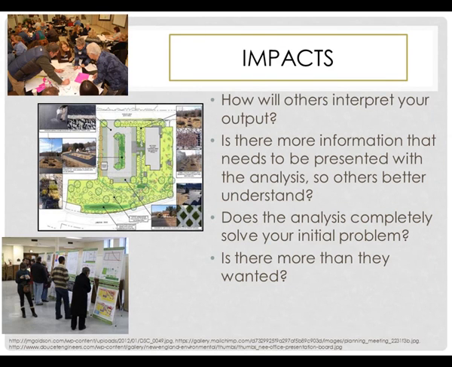Impacts. How will others interpret your output? Is there more information that needs to be presented with this analysis so others better understand? Does the analysis completely solve the initial problem? Is it more than what they wanted? One of our biggest problems is that in GIS there's almost no limit to what we can do. So it's very important to define yourself in a way that is relevant to the user. You can always go back later and add more. Avoid chasing the shiny objects again. You don't want to end up with that raccoon with a collection of spoons. You want to be doing the things that you need to do in order to get the job done.